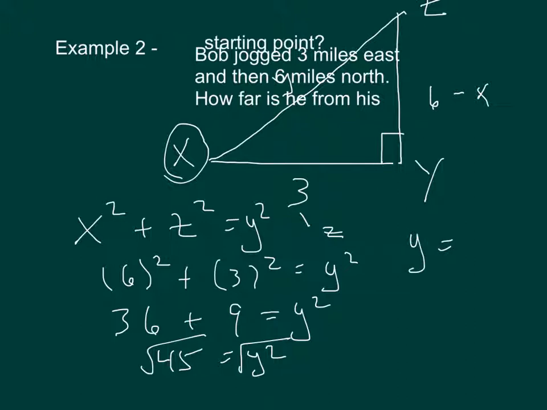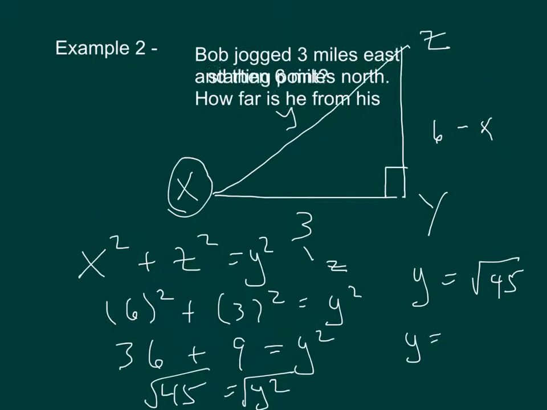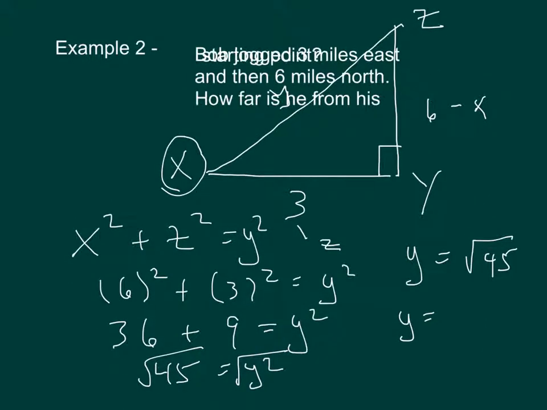And we'll get y is equal to the square root of 45, and you can leave it as that, or we could break this down a little bit more and you can do it on your calculator, and basically we would get y is equal to 6.71. So the distance from the starting point to where Bob is currently located is approximately 6.71 miles.